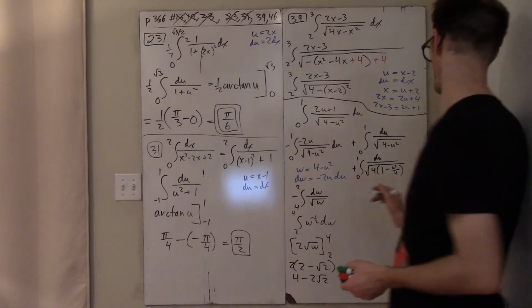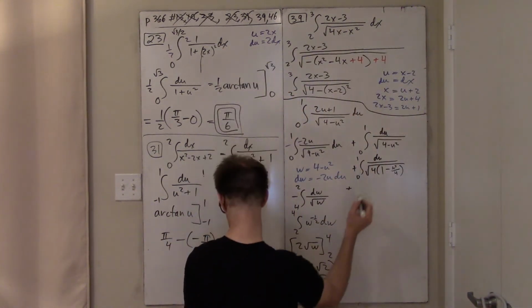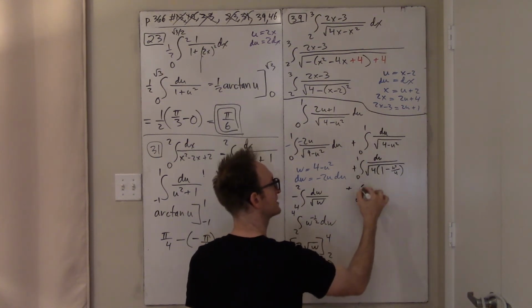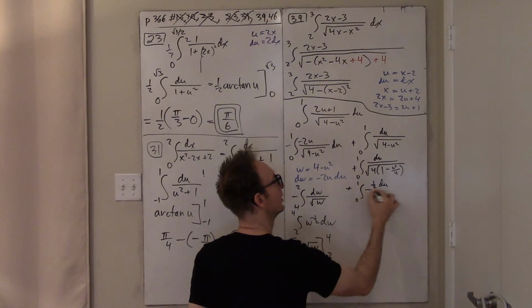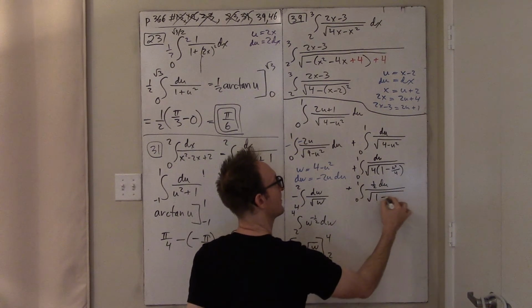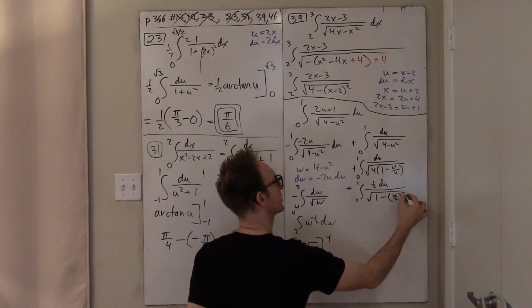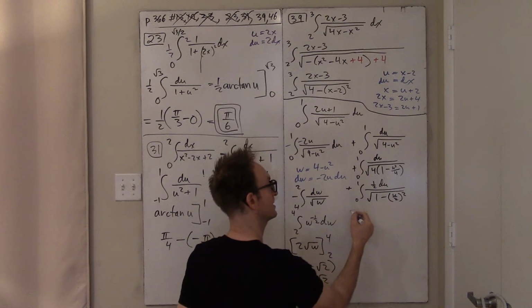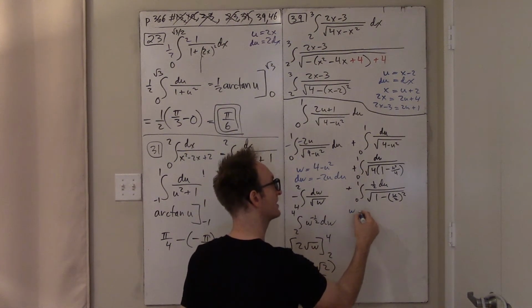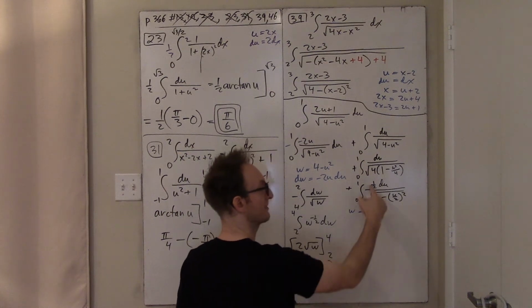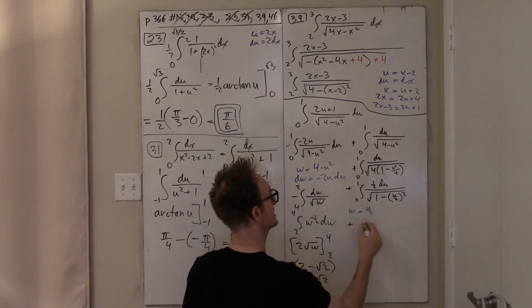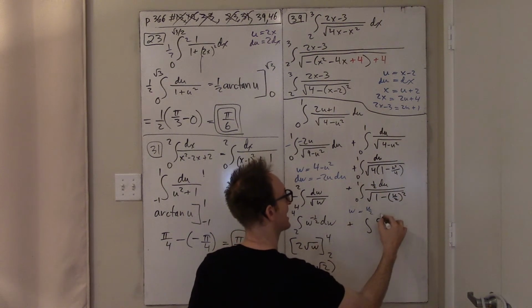And that 4 comes out, and writing as small as I can, that becomes a 2, so I get the integral from 0 to 1 of 1/2 du over root 1 minus (u over 2) squared. And then I have to do a substitution of w equals u over 2, and then dw is just 1/2 du, so it all works out perfectly. And so this integral turns into the integral of just dw over root 1 minus w squared.